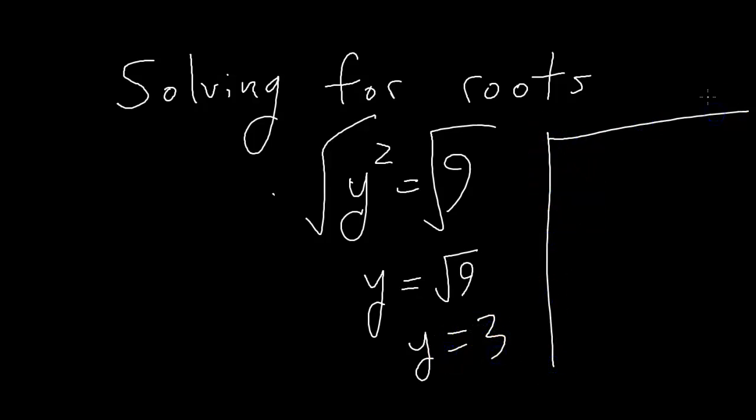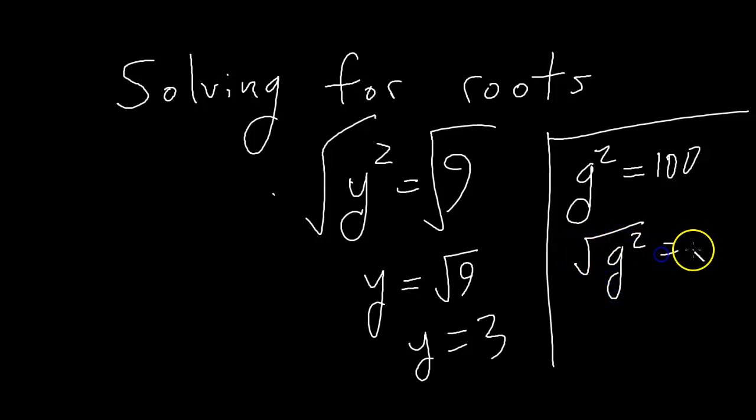What if we had something else like g squared equals 100? Same thing: take the square root of both sides, and what are you going to get? You're going to get g equals 10. This is something that we should be pretty familiar with.